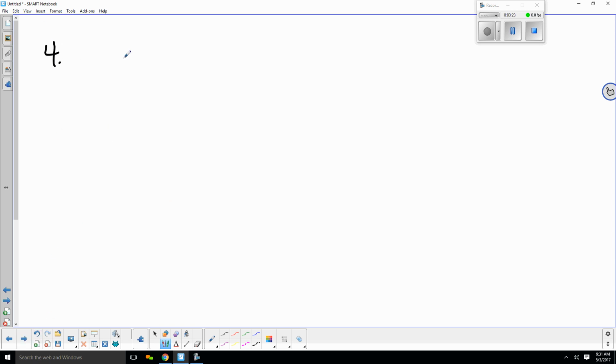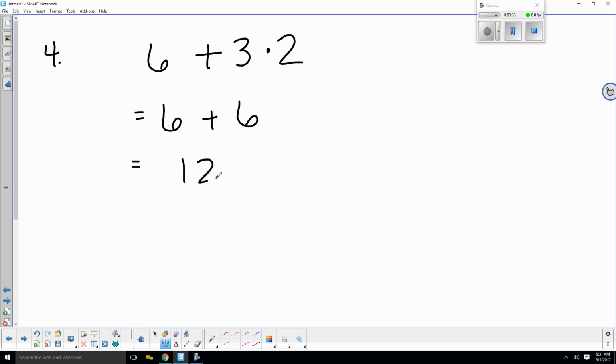Number 4. You have 6 plus 3 times 2. Order of operations says I want to do the multiplying first, so I get 6 plus 6. And when I do the addition, I get 12. Okay. Common mistake is you'll want to do this first because you want to work it from left to right. And unfortunately, that answer was on here. Okay. So if you did not follow order of operations, then your answer would have been on there.